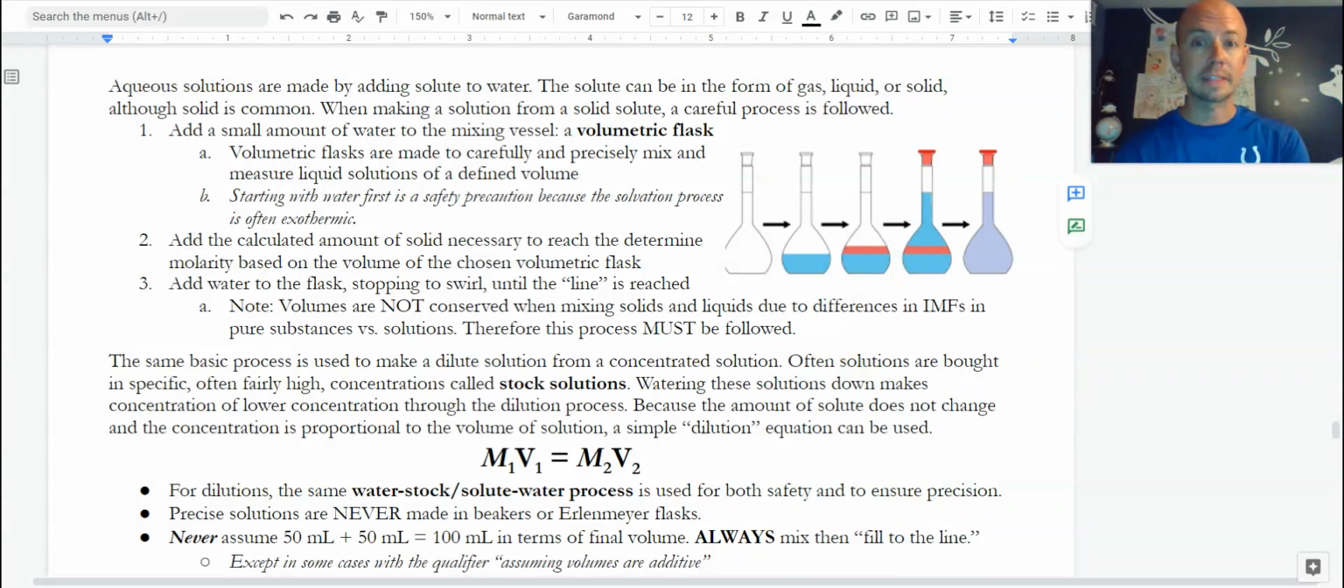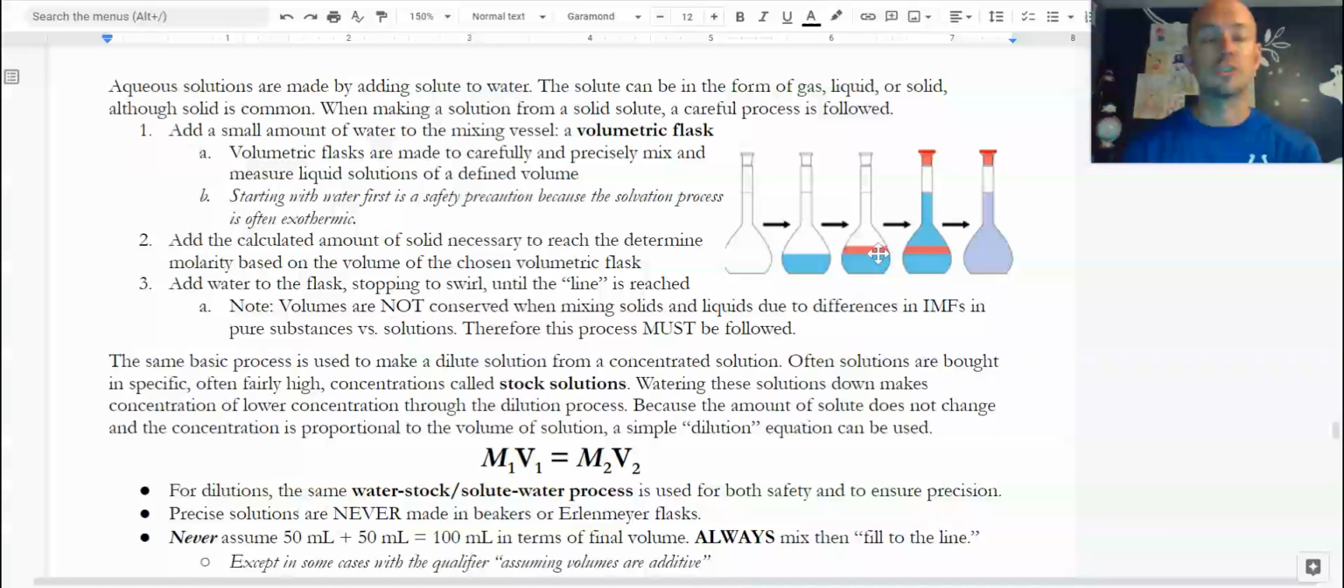So the first thing we do is we put some water in there. That has to do with safety, because a lot of times dissolving things releases heat. So having the water in there first keeps us a little bit safer. Then we would think about how much solid is needed. Well, we know our total volume. We know maybe the molarity we're going for. So we calculate our moles. We think of that in grams, and we measure it out and transfer it in.